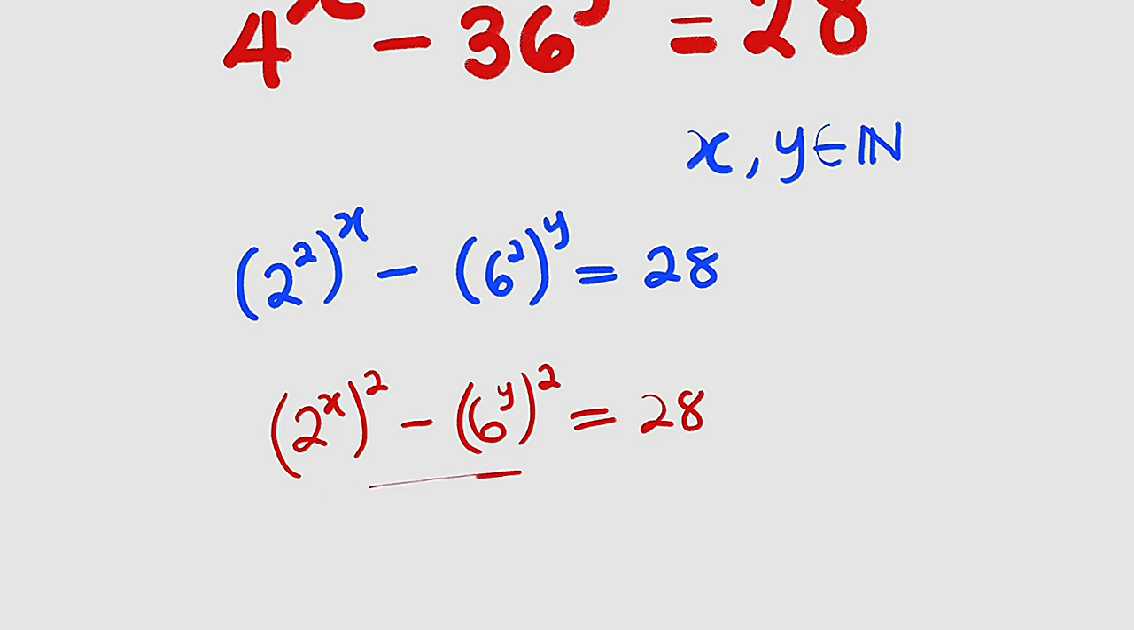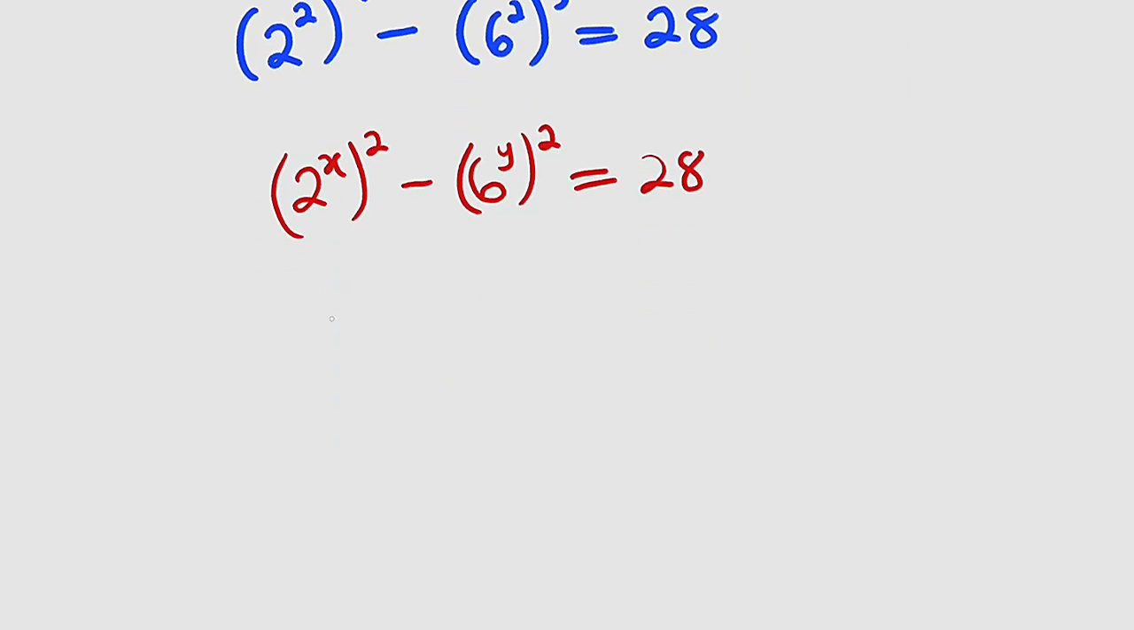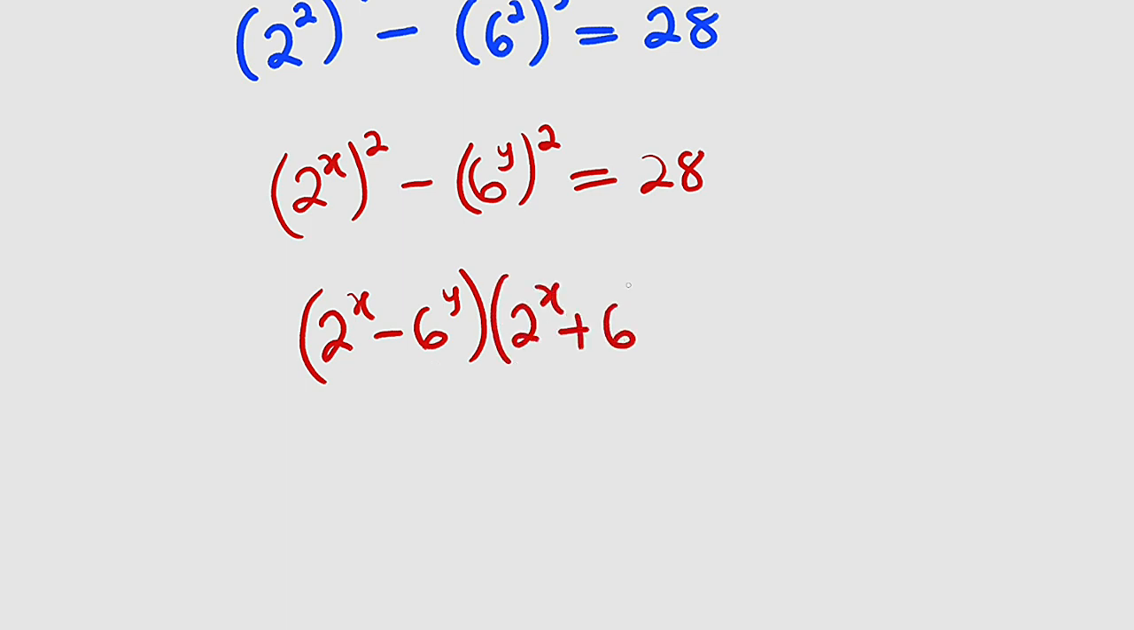If you observe, this is just a difference of two squares, which we can factorize as 2 to the power of x minus 6 to the power of y, multiplied by 2 to the power of x plus 6 to the power of y. This is still equal to 28. Now we have two factors multiplying each other, and the result is 28. Let us examine these numbers carefully.